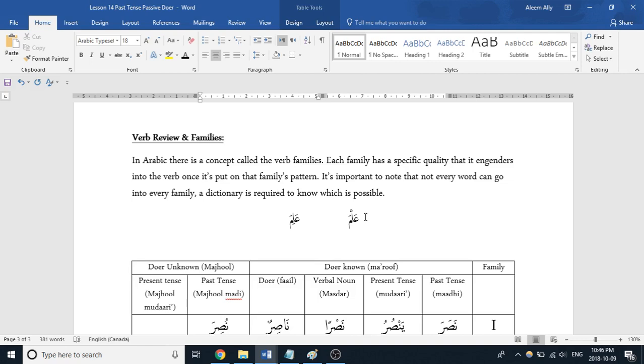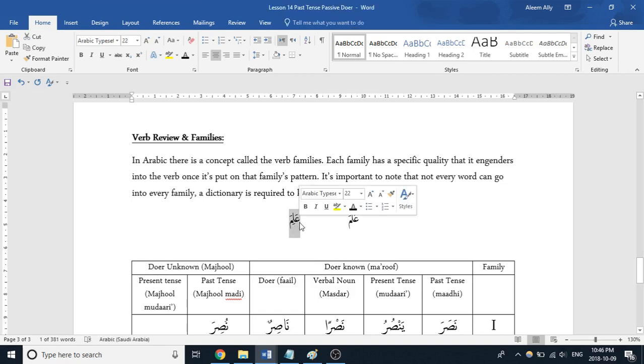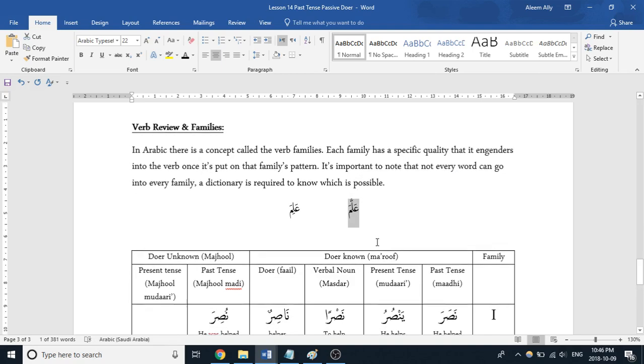And you've seen the massive chart. But I'm just going to give you a little snippet of it. So alima means he knows. When you put it into the second family, which is where it just takes a shadda in the middle, it becomes allama. This family has to do with repeating something, doing something a lot, almost to the nth degree. And so the idea is that he knows, and now he's done it so much, he's become so good at it because of the repetition, that he is now able to teach. And that's why allama means he teaches. To teach.